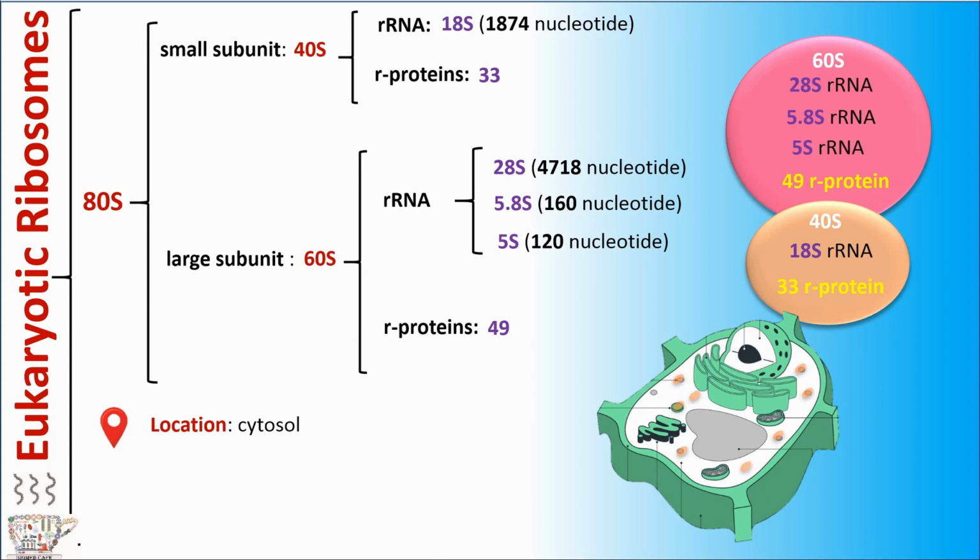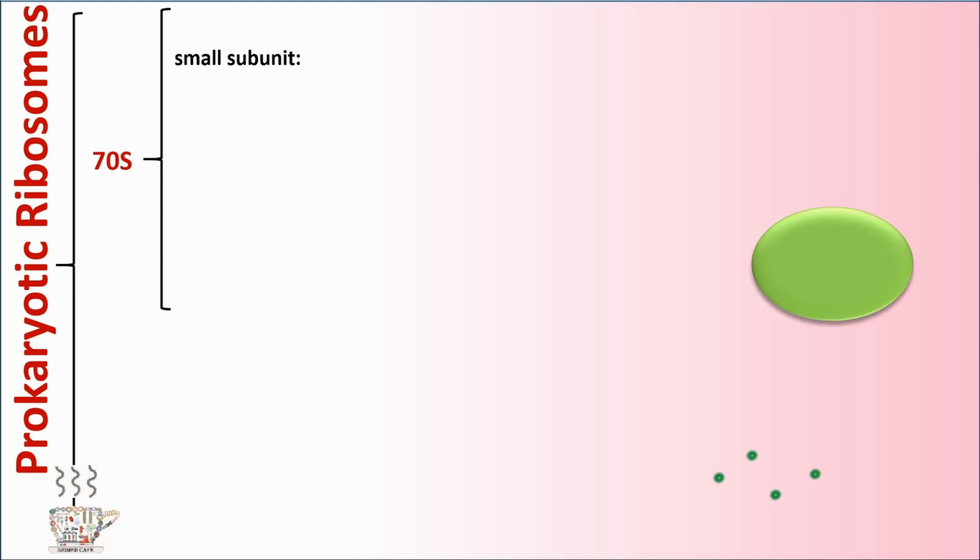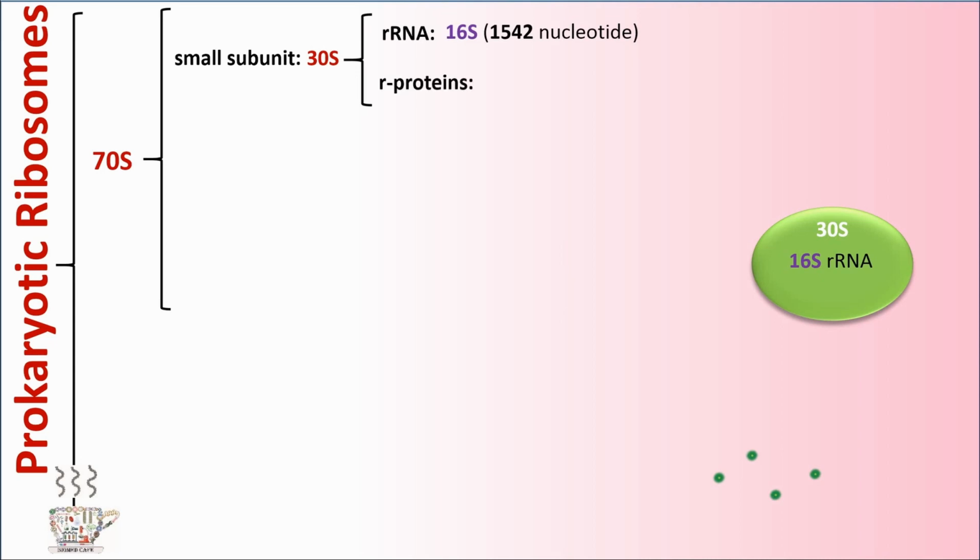They are located in cytosol. Their diameter is between 25 and 30 nanometers, or 250 to 300 angstrom. Prokaryotic ribosomes. Prokaryotes have 70S ribosomes. A small subunit is 30S. It has 16S rRNA with 1542 nucleotides and 21 R proteins.